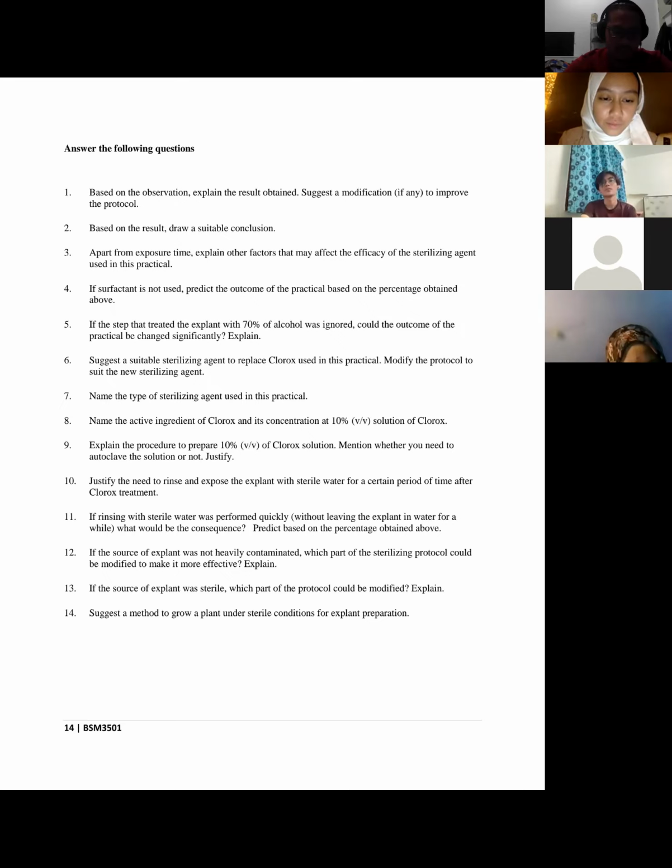That's all the procedure. Do we need to use autoclave? Cannot. You cannot use the autoclave for any solution containing bleach, as when you autoclave a solution containing bleach, it will produce a toxic gas that will quickly corrode the autoclave, making the autoclave cannot work anymore, making the autoclave damaged.